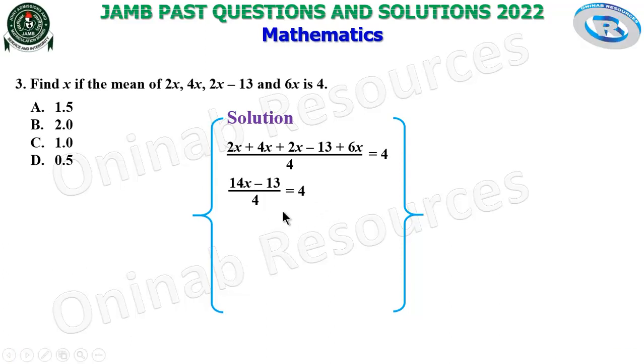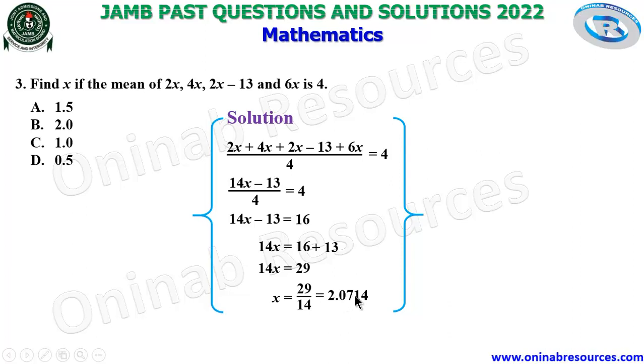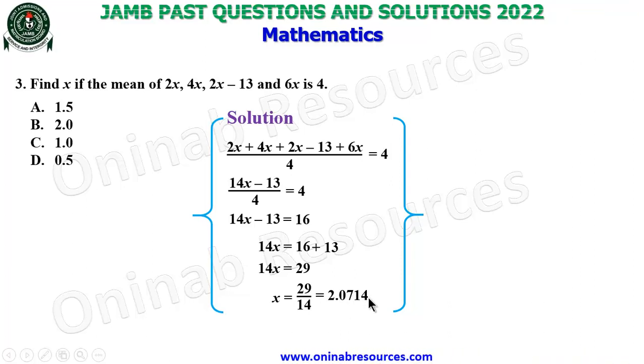We cross multiply. 14x minus 13 is equal to 16. We take minus 13 to the right hand side. We have 14x is equal to 16 plus 13, giving 14x equal to 29. Dividing both sides by 14, x is equal to 29 divided by 14, and that gives 2.0714. And the closest answer in the option is 2.0, which is option B. And that's all for problem 3.